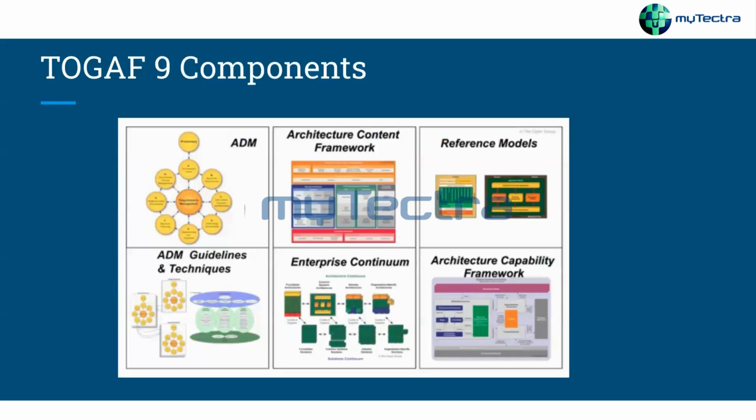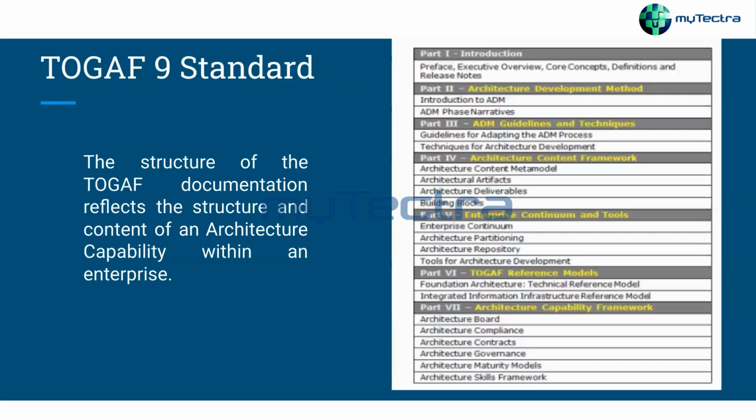So these are the main components. I explained these, so we will see in depth what they are. TOGAF 9, this is the structure of the TOGAF documentation that reflects the structure and the content within it.